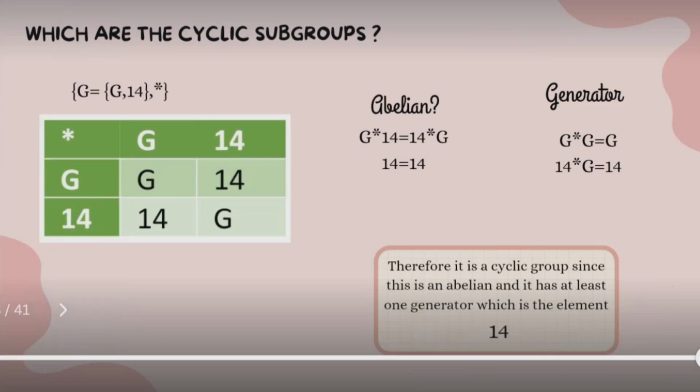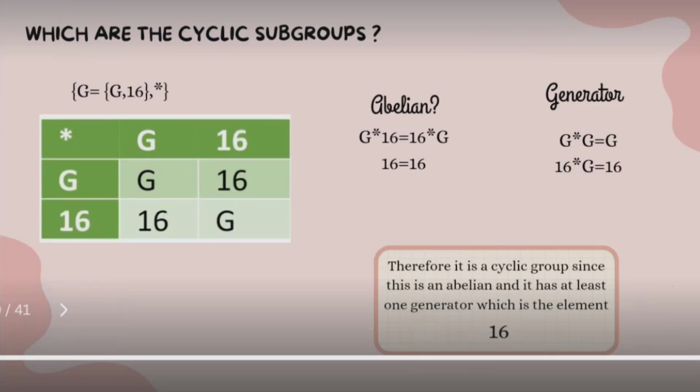And for the second to the last, it is the set of G with an element of G14. And since this is abelian because G star 14 is 14 and 14 star G is 14 and it also has a generator which is 14. So therefore, this is a cyclic group since this is an abelian and has at least one generator, which is the 14.